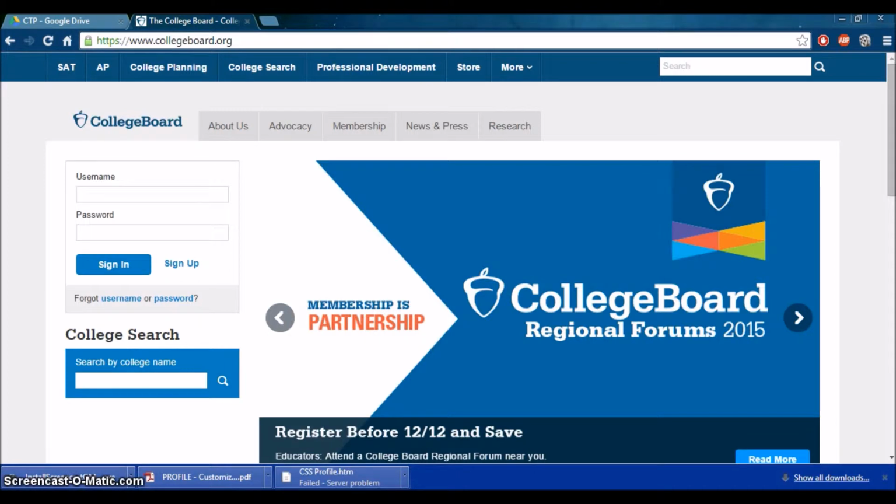Today we'll be walking you through the CSS profile and how to fill it out. I'm sure you've all had some experience with College Board, and this, as you know, is the home page. So the first thing that you would do would be to log in.